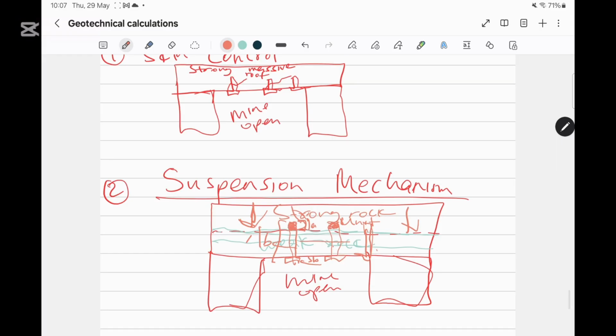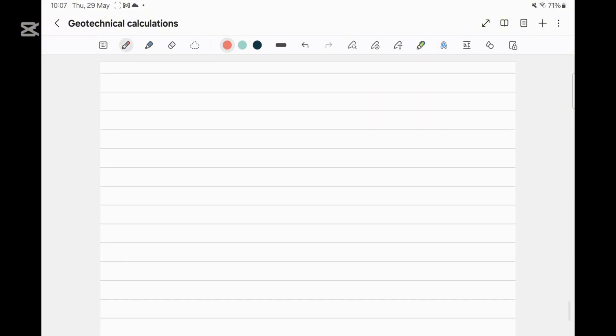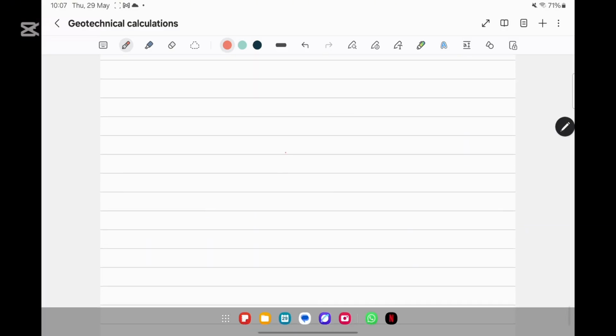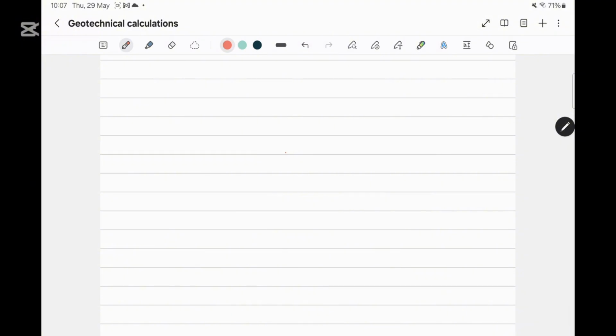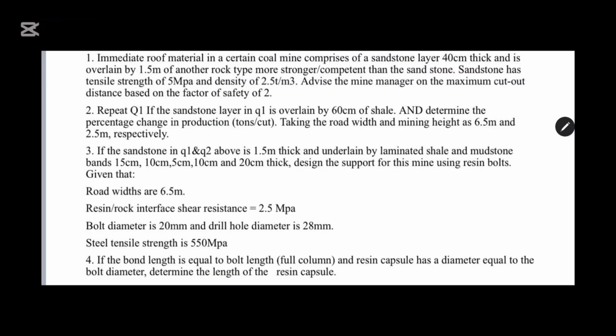But our focus is on the suspension mechanism. We'll be designing support based on the suspension mechanism. So now let's go and do an attempted question. This is our question here, but we'll be doing question number 3, then we'll come back to these other questions. We'll be doing question number 3, but taking information from the top at number 1.